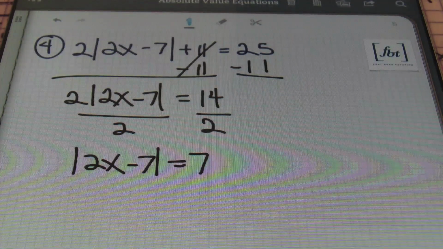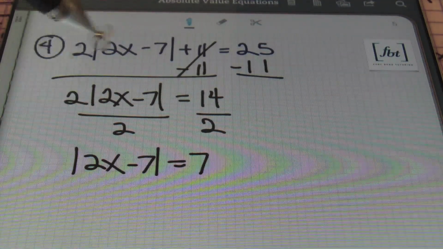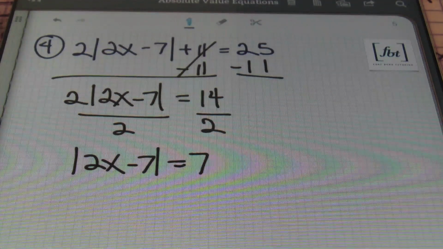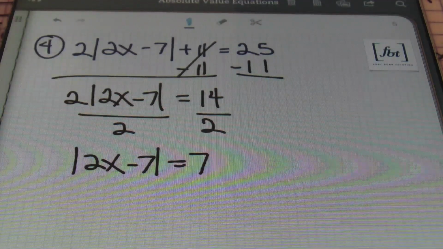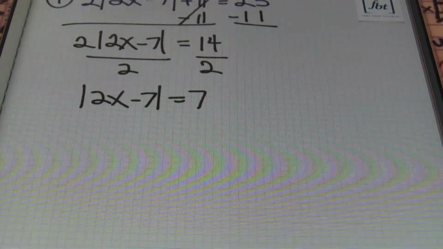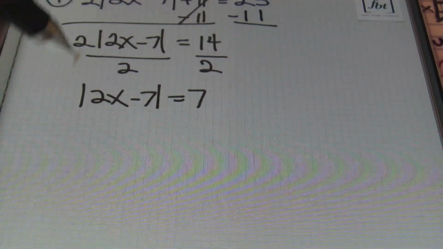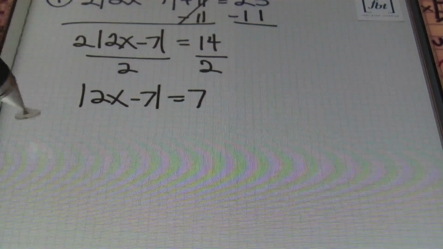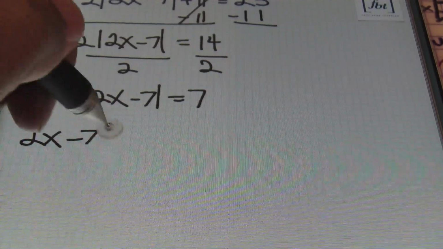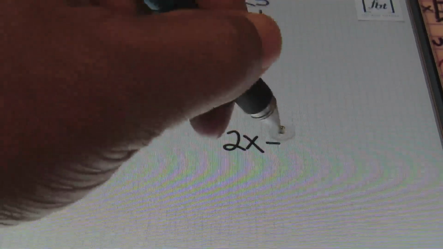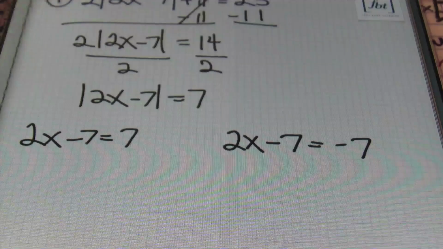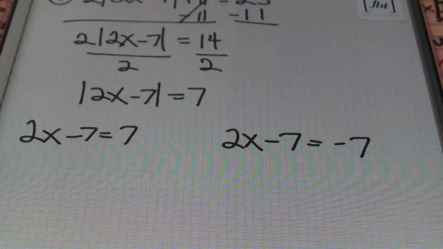a positive value. Remember, as long as your absolute value is equal to 0 or a positive number, it's solvable. You can work it out. So this being the case, we'll go ahead and set up our two equations from here. The first equation, I'll just drop the absolute value bars and I'll end up with 2x minus 7 equals 7. The second, I'll have 2x minus 7 equals negative 7. So these will be my two equations that I'll solve.